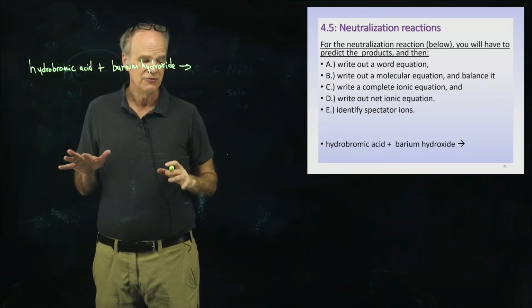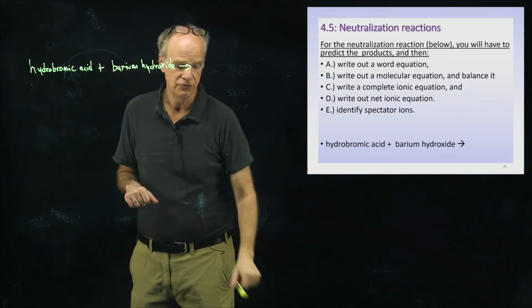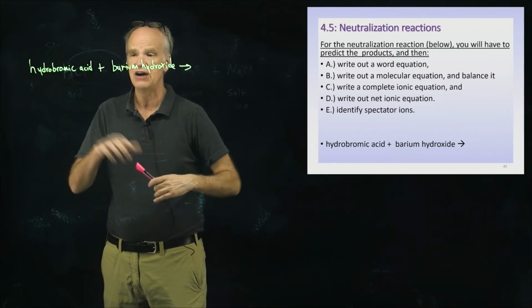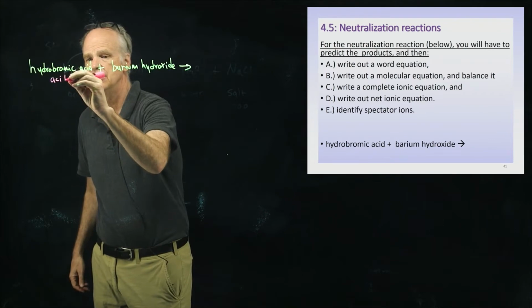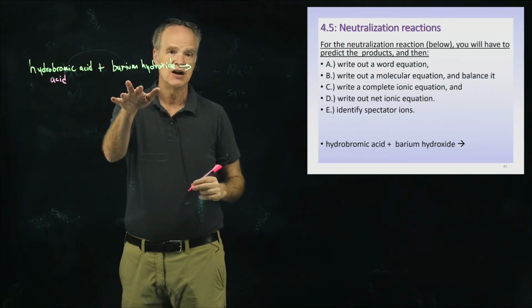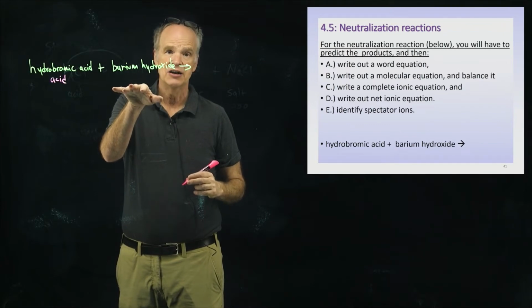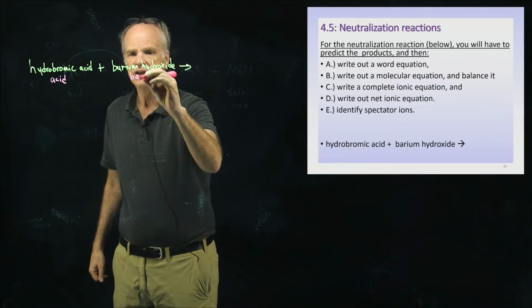So first off, we have to figure out, do we really have a neutralization reaction here? And we do if one reactant is an acid and one reactant is a base. You have hydrobromic acid, and so that seems to indicate that this is an acid here. And then you have barium hydroxide, and you'll recall that soluble hydroxide compounds act as bases. So here I'm going to write base.